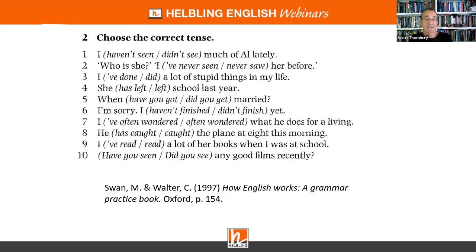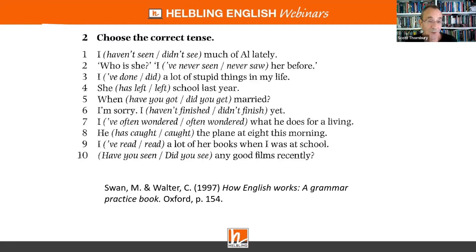Here's another similar activity from Swan and Walter. So they have to choose, again, which one is correct, which one is not. Again, we're looking at tenses. So number 3, I've done a lot of stupid things in my life, or I did a lot of stupid things in my life. Again, they're both grammatically correct. They're well-formed. The words are in the right order, and they've got the right endings, but it's all about the context here. Can you think of a context when somebody would say, I did a lot of stupid things in my life? Somebody in heaven, maybe, looking back, saying, yeah, I'm dead now, but I did a lot of stupid things in my life.